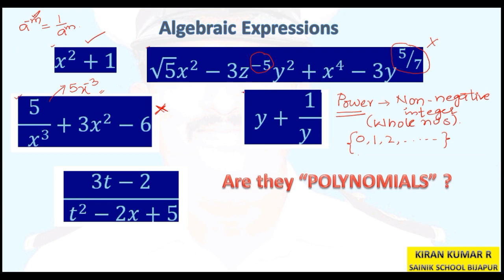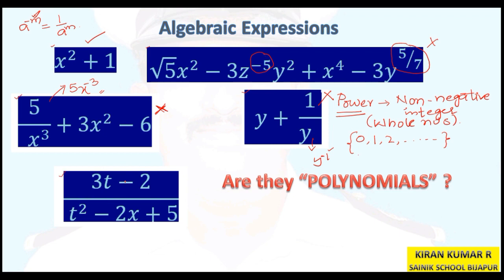Same is the case with this example, y plus 1 by y. This 1 by y is the same as y raised to the power minus 1. Since the power is not a whole number, this particular example is also not a polynomial.